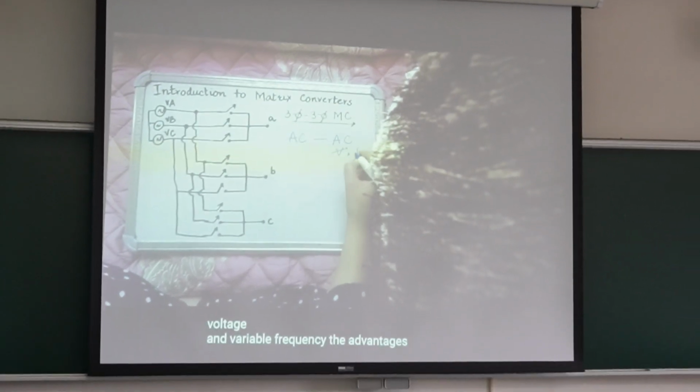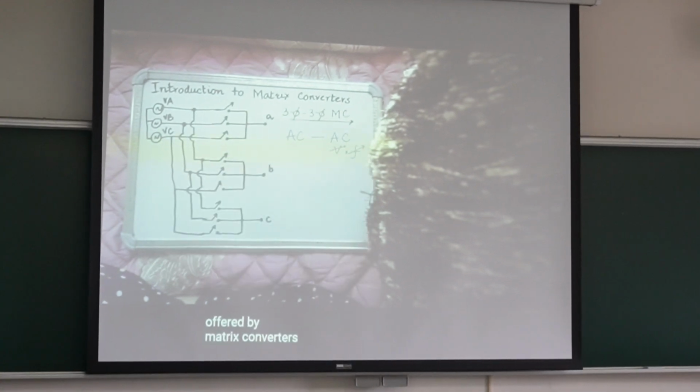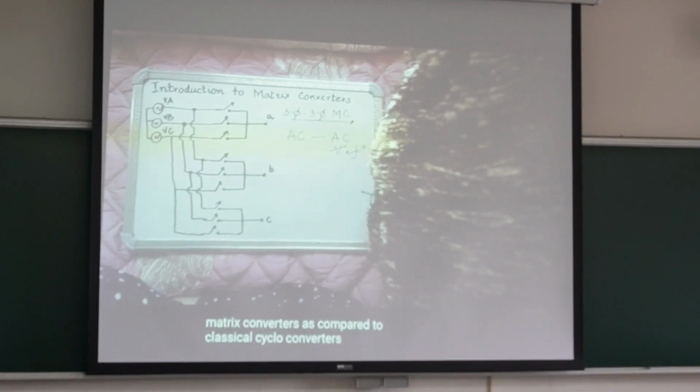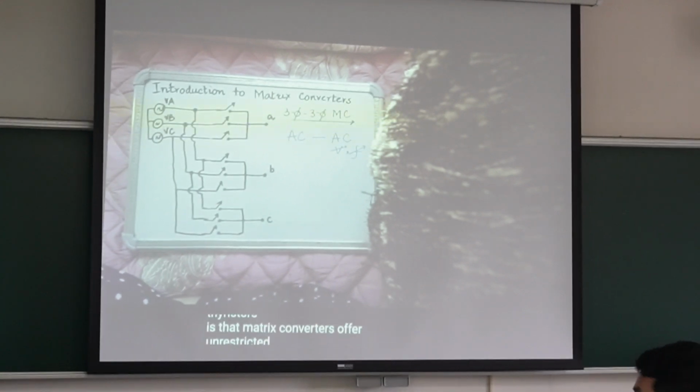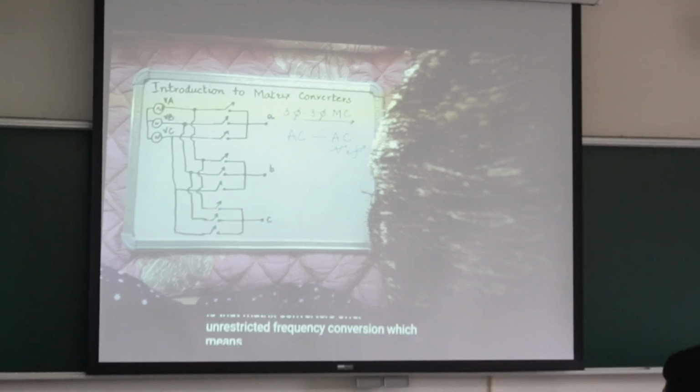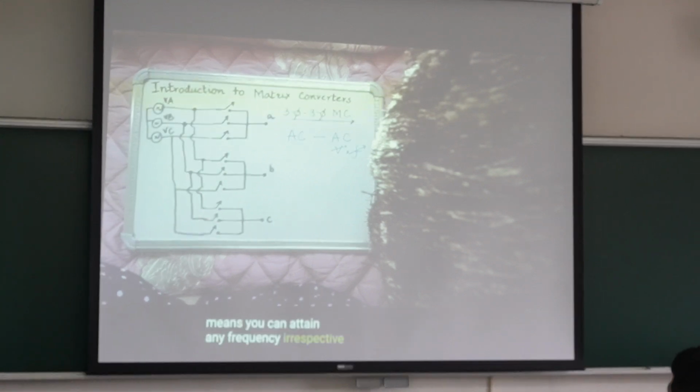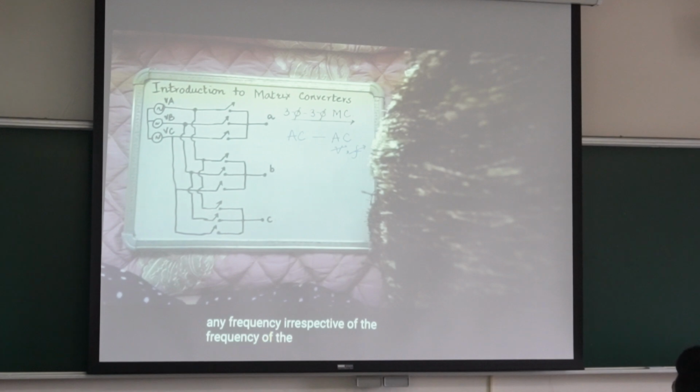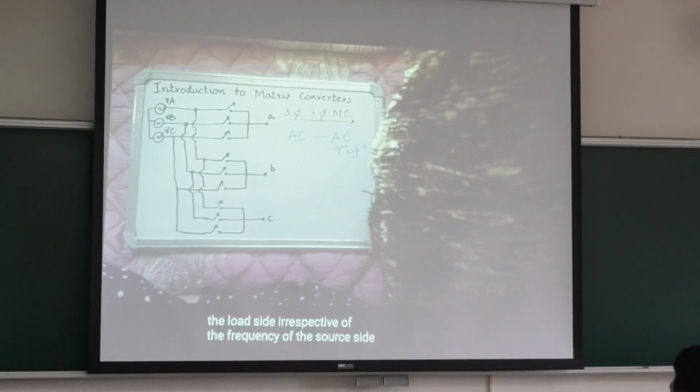The advantages of matrix converters as compared to classical cycloconverters, which are also AC to AC, so we can change frequency and we can change output voltage. So voltage and the frequency, any frequency, irrespective of the frequency of the source. You can get any frequency at the load side, irrespective of the frequency of the source.